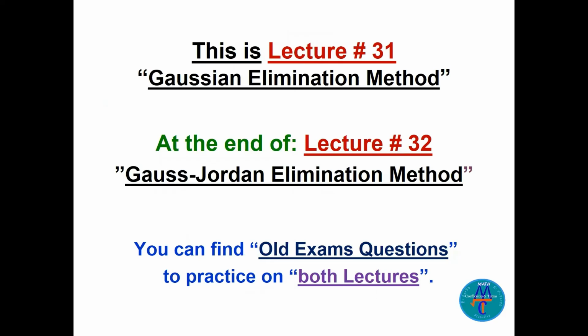Now this is lecture 31, only about the Gaussian elimination method. After that, at the end of lecture 32, we call it the Gauss-Jordan elimination method. It is almost the same method, with a little change. You can see lecture 32. Then after that, I will put some old exam questions you can practice for both lectures.